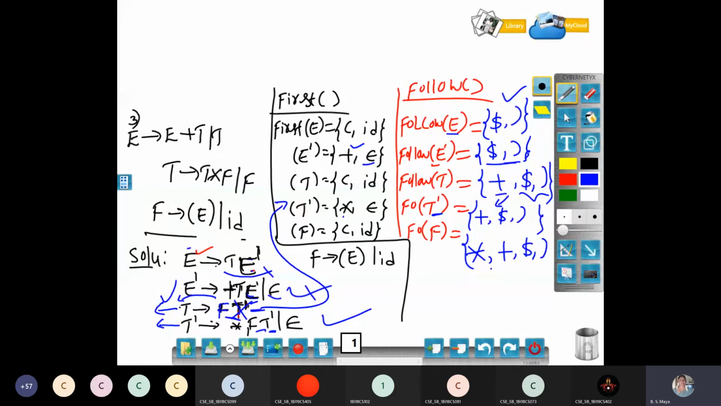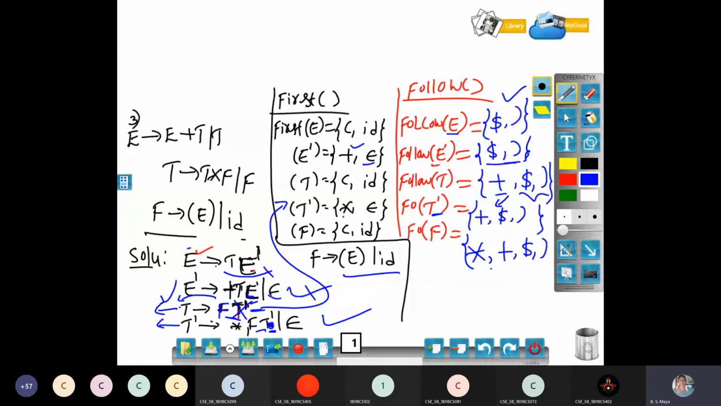If it is epsilon, because after epsilon nothing should be there. For example, if your A is there, directly copy A. Don't go for the head of the production. But nothing should be there, right? Because of that, you are going to see the head of the production. What is your head of the production? T dash. Copy all the things: plus, dollar and closing parenthesis.